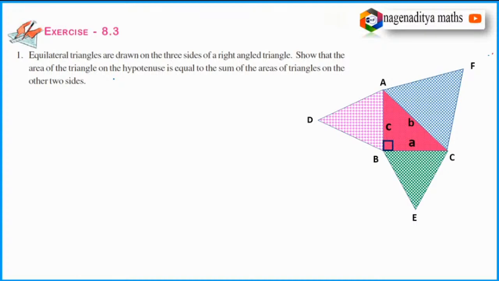Okay, so now we have to prove area of triangle ACF. So triangle ACF is drawn over the hypotenuse of the given right angle triangle. So we have to prove area of triangle ACF is equal to area of triangle ADB plus area of triangle BEC. Okay, so to prove this particular problem, we have two methods. First, I am going to tell the first method, which is very easy. After that, I will tell the remaining second method also. So let us start the problem.